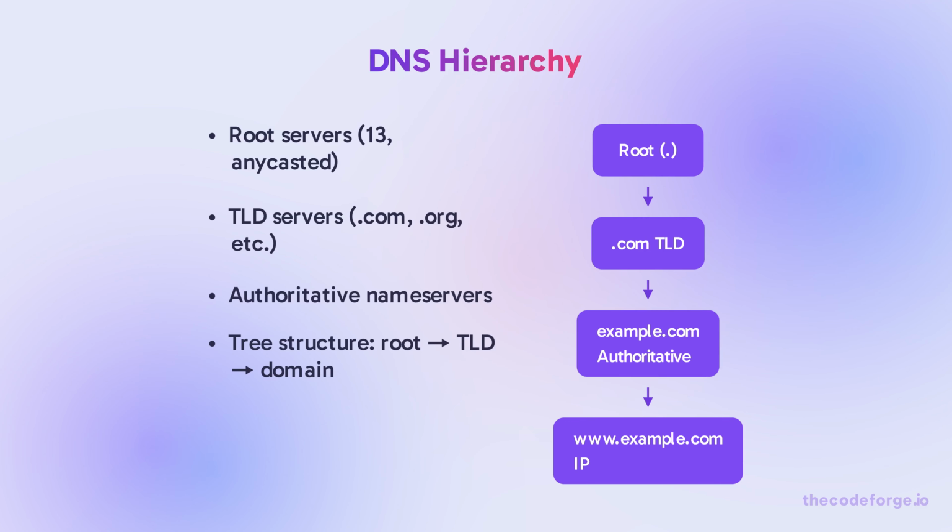DNS is a tree. At the top are 13 root name servers. They don't know every domain, they know where to find the top-level domain servers. TLDs are com, org, etc. Each TLD knows the authoritative name servers for every domain under it. The authoritative name server holds the actual DNS records.